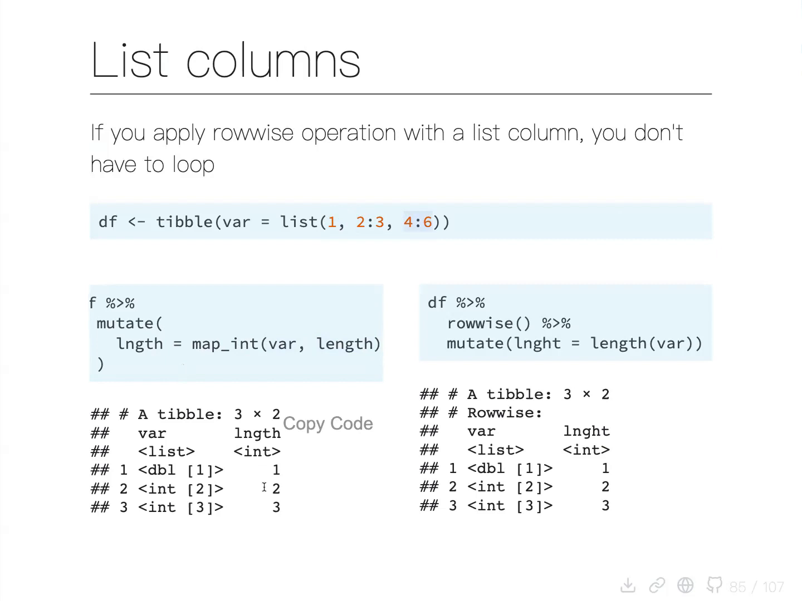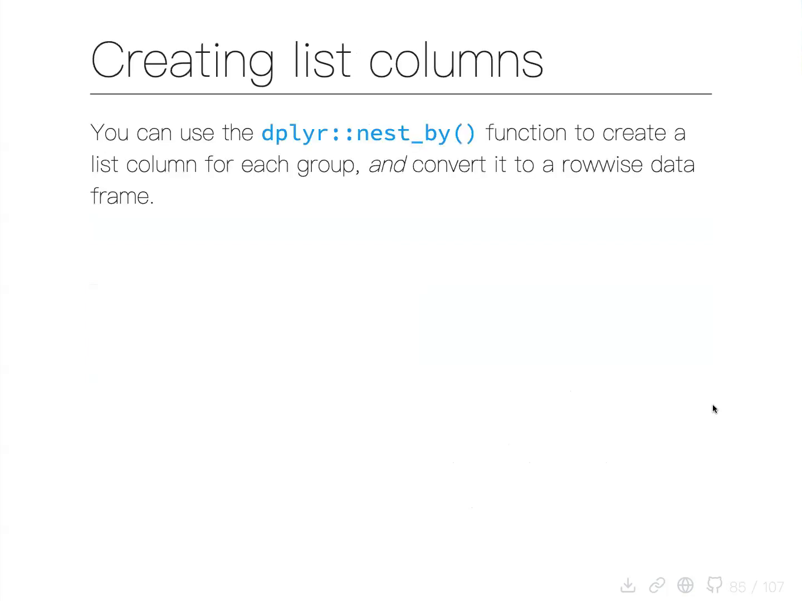Alternatively, we can use row-wise to get the same thing. So even though we have a list column here, right, we can just say row-wise, and then I say, give me the length of var, okay? And because it's in that row-wise operation, it's going to be looking within each row. So even though it's a list column, it doesn't actually matter. You can just say var, give me the length of var, and it will tell you the length of it, okay?